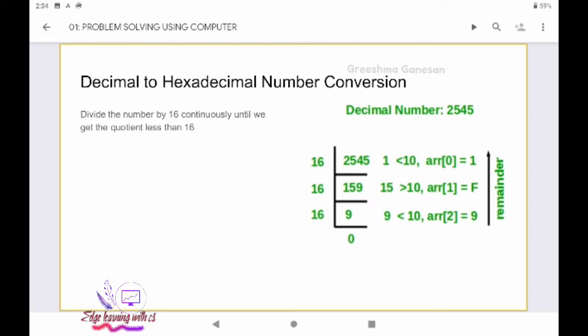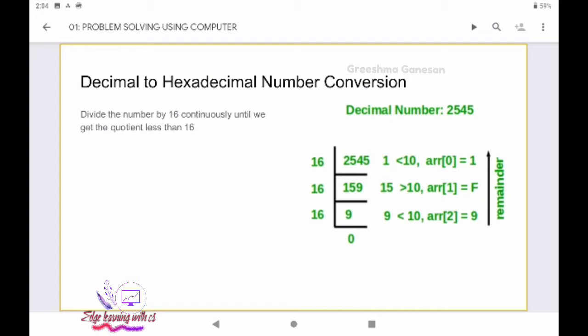So what do we have to write? 9, 15, 1. Yes, actually this is the way to write the answer. You just need to look at the answer part or the remainder part from the bottom to top. So your answer will be 9, 15, 1. And what is the hexadecimal equivalent digit or the letter for 15? It is F.